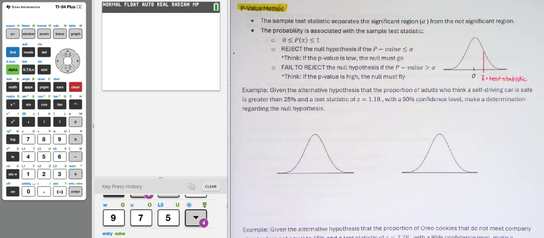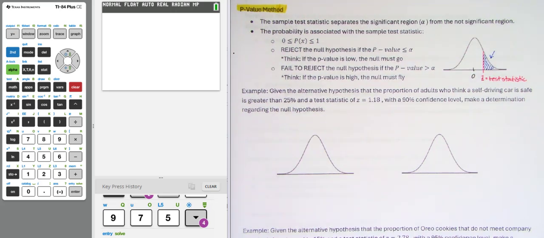In a right-tailed test, your z-score would be to the right of 0, and we would shade that region to the right. Your probability is associated with your sample test statistic. When we're working with the probability, remember that your probability values are always between 0 and 1 inclusive, and we usually work with decimals. But your values could also be fractions or percents that we then also have to convert.